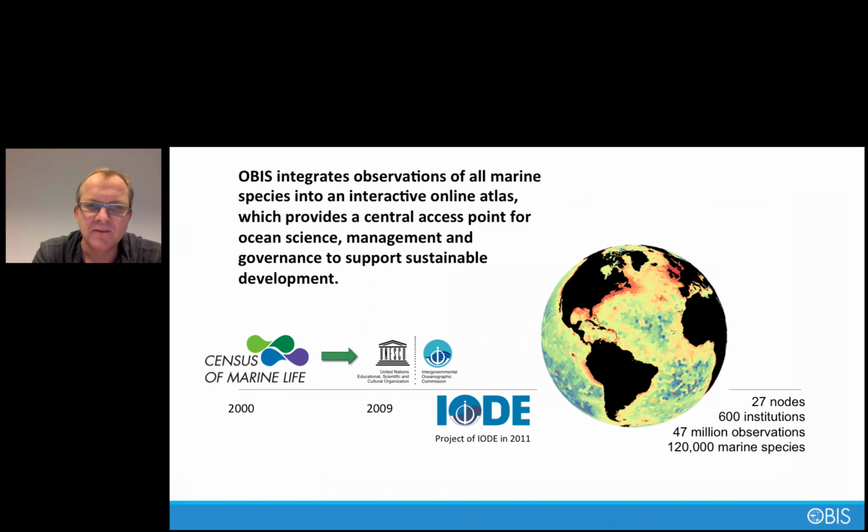So to start with, OBIS was initiated by the Census of Marine Life in 2000 and was adopted by the IOC member states in 2009 and started as a project of IODE in 2011. At the moment, we have an international secretariat at the IODE office in Ostend, and we have 27 OBIS nodes, which are connecting to 600 institutions. We have 47 million observations of 120,000 marine species. And we are growing at a rate of about 3 to 4 million records every year.